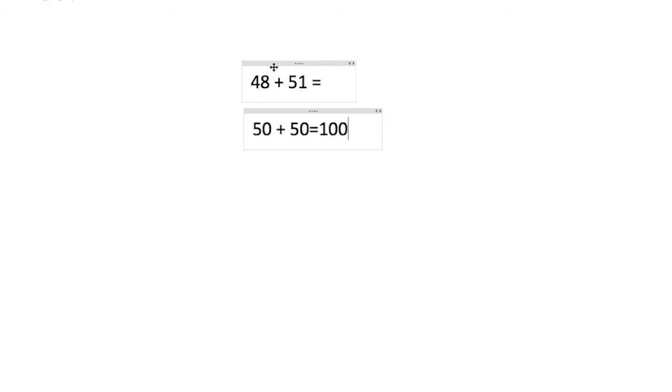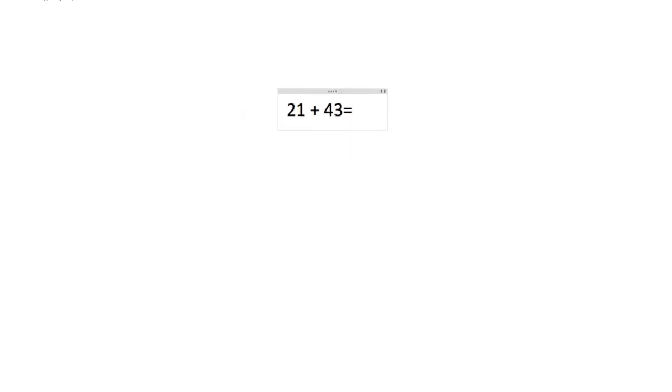You round them to the nearest tens. You round this to the nearest 10, and 1 goes to the nearest 10, and 8 goes to the next tens. That's why you round 48 to 50 and 51 to 50, and you get 100 as your answer, which is reasonable. Let's move on to the next question here.